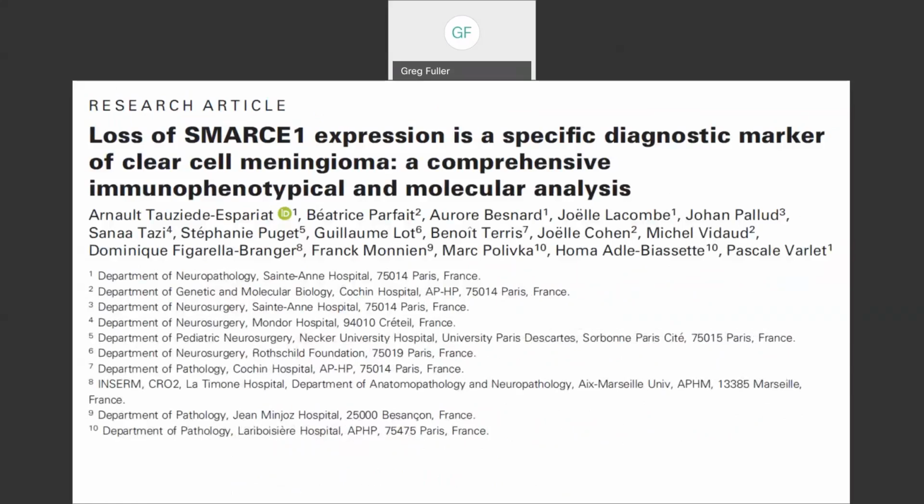Now, I love this. This is the best part, the last paper I'm showing. Why? Because it's an immunohistochemical surrogate marker. Loss of, now look, is that italicized? SMARCE1? No, it's not italicized. It's all caps. It is human, and it is a protein. Loss of SMARCE1 protein expression is a specific diagnostic marker of clear cell meningioma. They did the immunohistochemistry, and they also did thorough molecular testing: a whole bunch of different mutations resulting in loss. It's not a single point mutation, doesn't matter.